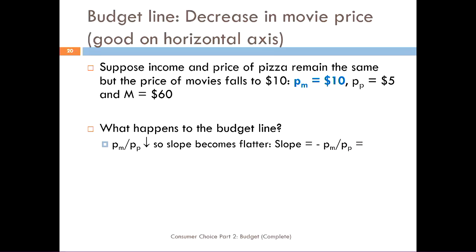All right. So notice before the price of movies was 15, the price of pizzas is 5. Now the price of movies is 10. The price of pizzas is 5. So we've gone from 15 over 5, which is 3, to 10 over 5, which is 2. Right. So the relative price of movies has gone down. Movies used to be 3 times more expensive than pizzas. Now they're only twice as expensive. Okay. If the relative price of movies goes down, that means that the slope of the curve is flatter. It used to be -3, now it's -2.